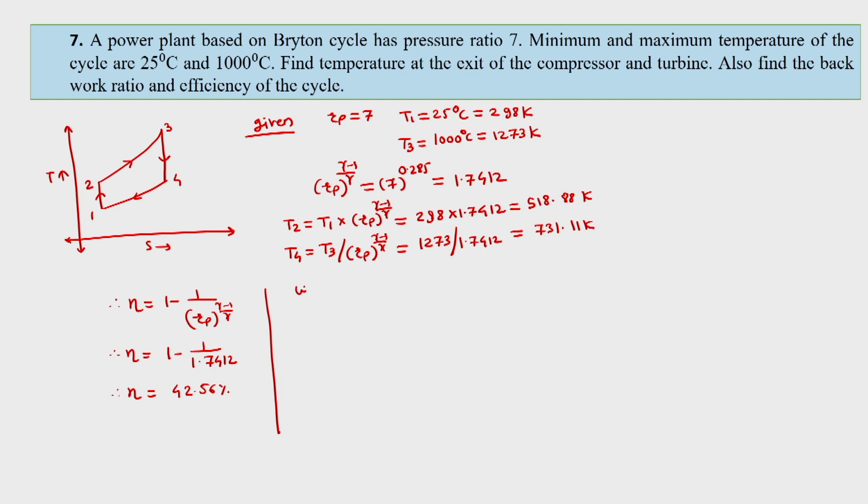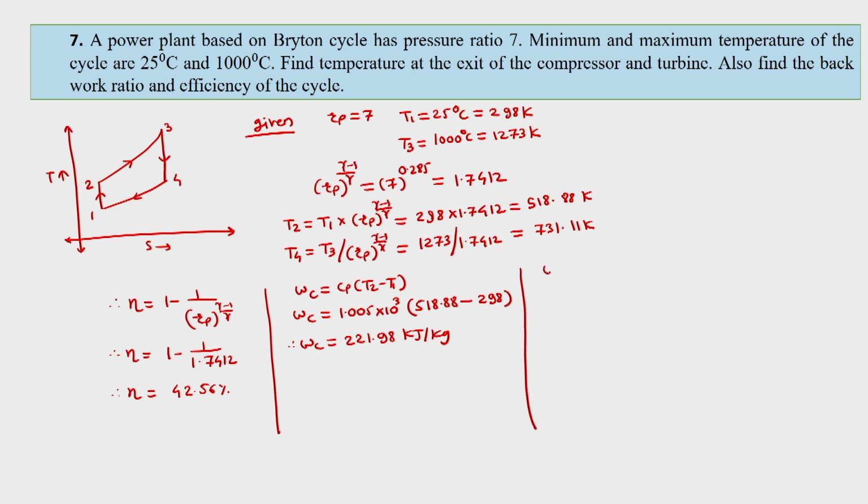So compressor work is Cp into (T2 minus T1). So compressor work is 1.005 into 10 to the power 3 joule per kg Kelvin into (518.88 minus 298). So compressor work is 221.98 kilojoule per kg.